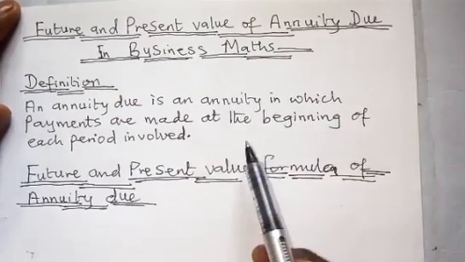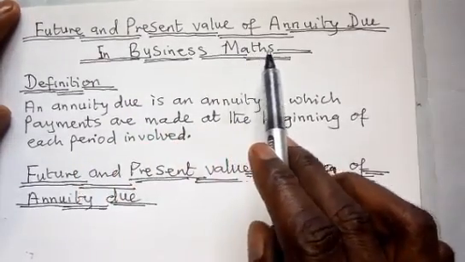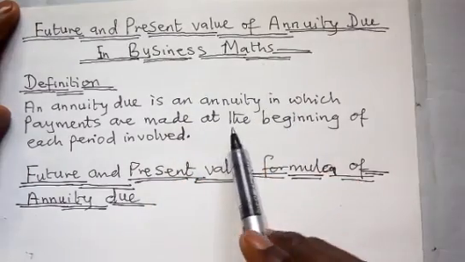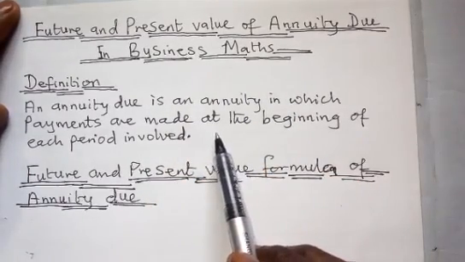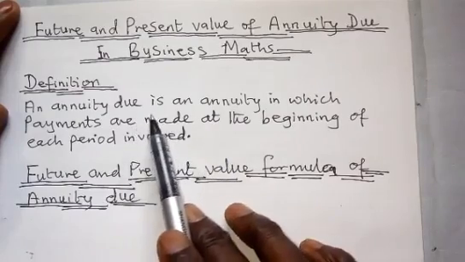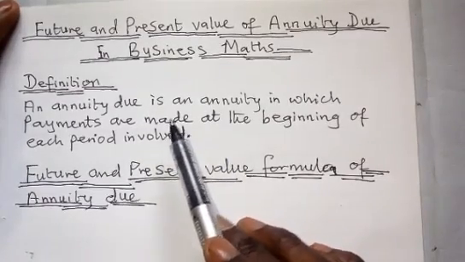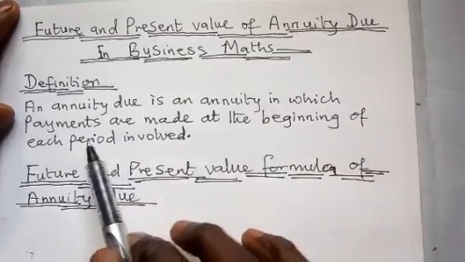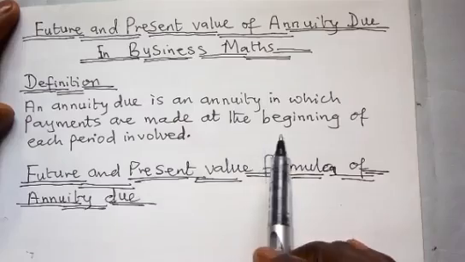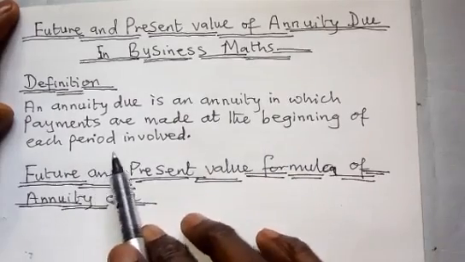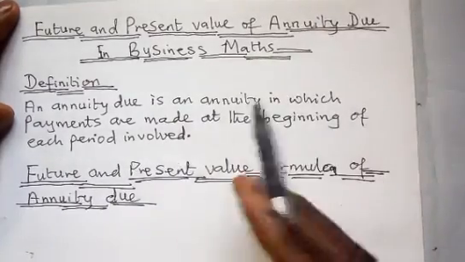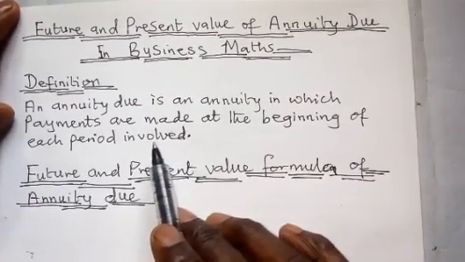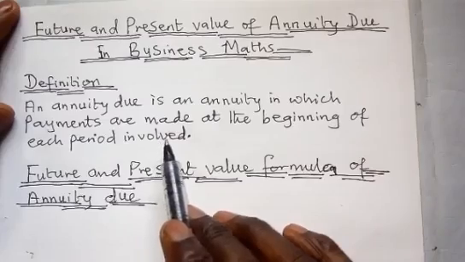Now let's get right into our lesson today: future and present value of annuity due in business maths. We are going to start very quickly with the definition of annuity due. An annuity due is an annuity in which payments are made at the beginning of each period involved. So unlike what we did in ordinary annuity, here in annuity due, payments are made at the beginning of each period involved.